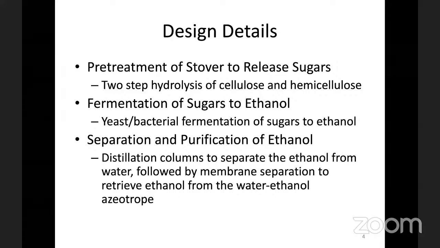Now, separation and purification of the ethanol requires distillation columns, as I mentioned, to separate it from water, followed by the membrane separation to retrieve the ethanol from the water-ethanol azeotrope.